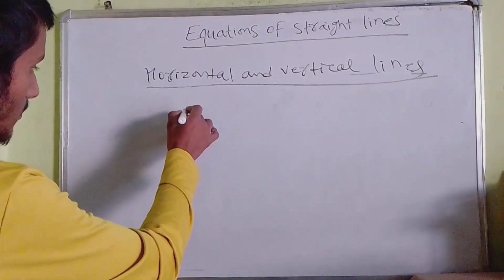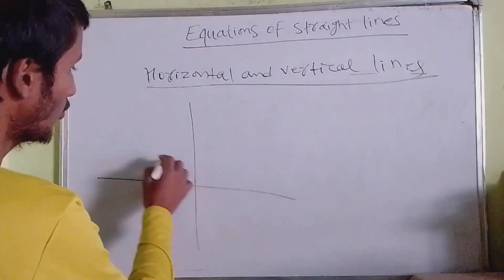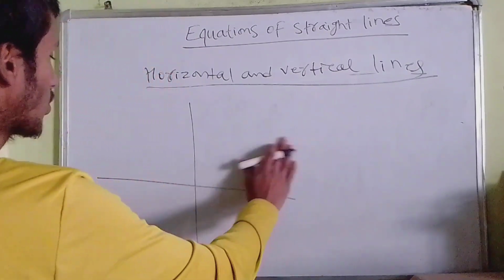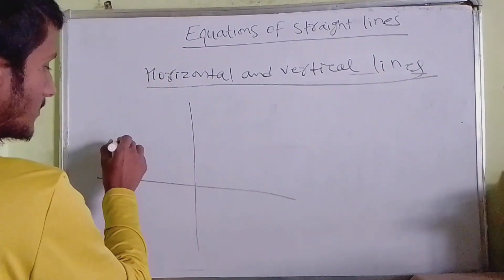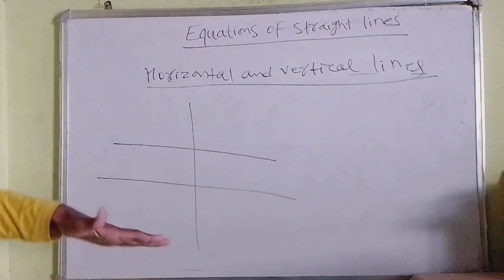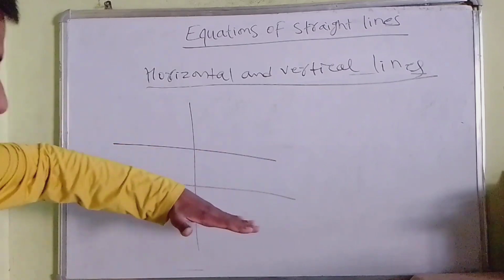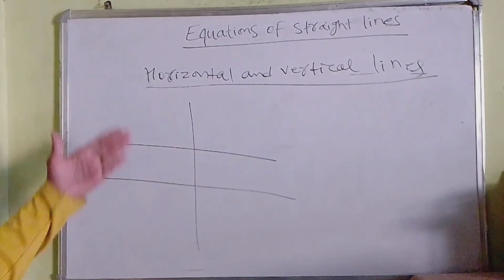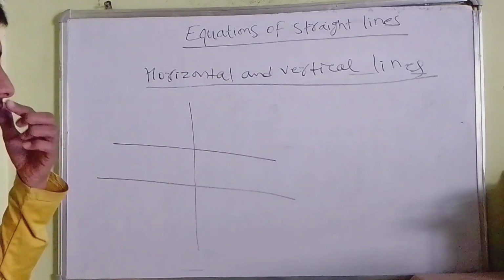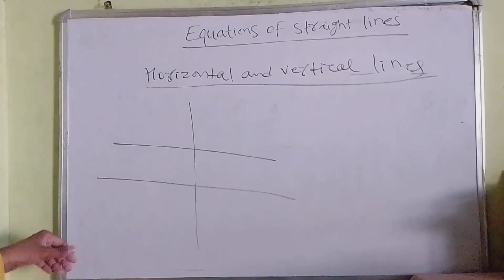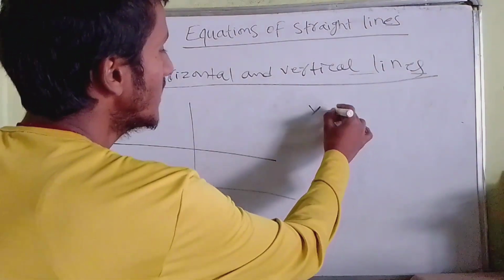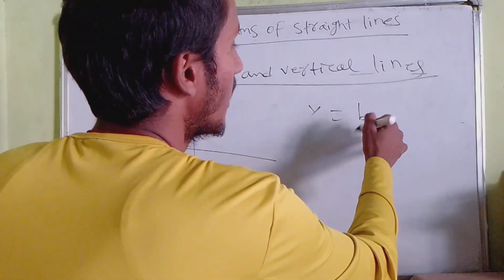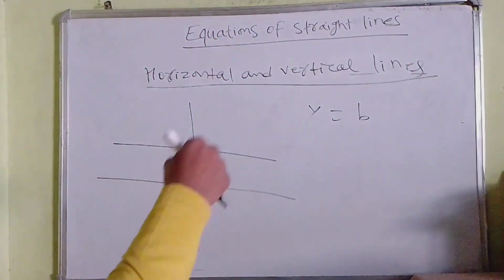So a horizontal line will be a line like this, parallel to the x-axis. Okay, so let's draw this on the xy plane. This is a horizontal line because it is parallel to the x-axis. If you have a line which is parallel to the x-axis, it's termed a horizontal line, and the equation will be y is equal to something. Let's suppose that something is b. It's a constant.